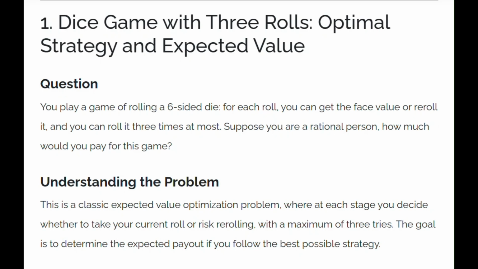Here's a dice problem which was asked in a JPMorgan interview. The question says you play a game of rolling a six-sided die. For each roll, you can get the face value or re-roll it, and you can roll it up to three times at most. Suppose you are a rational person, how much would you pay to play this game?